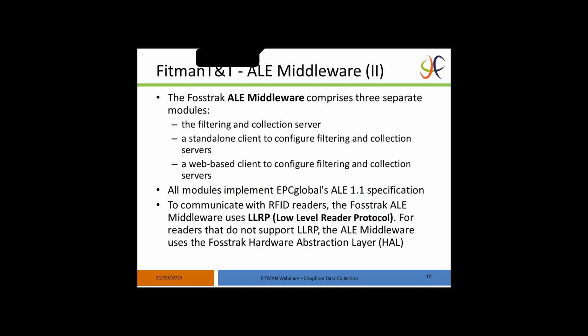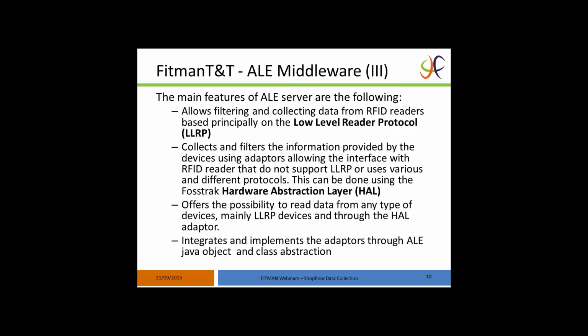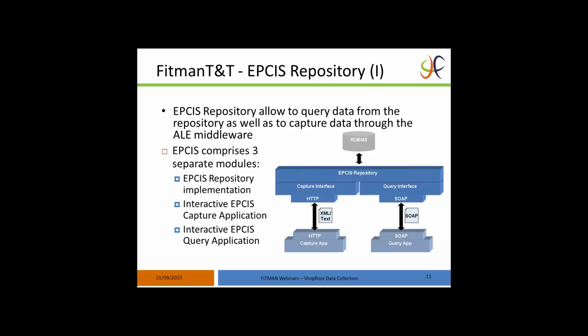So this middleware is comprised of 3 separate modules: the filtering and collection server, a standalone client to configure the filtering and collection service, and also a web-based client to configure the collection service. So we can access it through the browser and also through a client application. Then these are more characteristics of the middleware, but basically we will use this component in order to communicate the readers with the system.